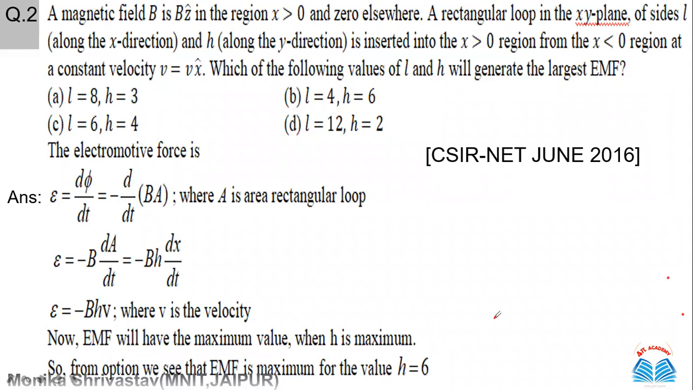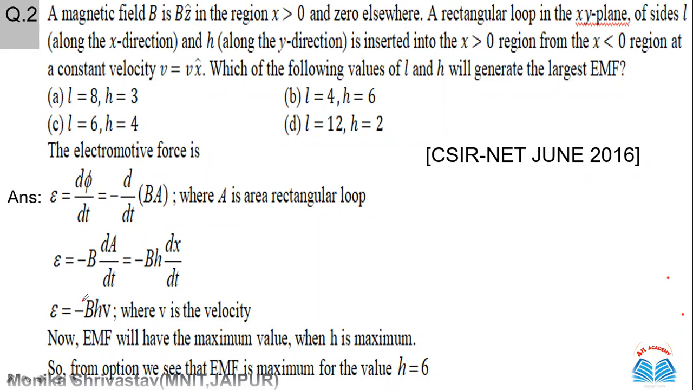So E equals d phi over dt, and you know this E is the electromotive force, and this phi is magnetic flux. So we can write phi equals B dot A. A is the area. Area is height into length. So this X he is writing here, but we can also write L. So B H dL over dt. The minus sign will always be there. So we are getting epsilon equals minus BHV. V is the velocity.